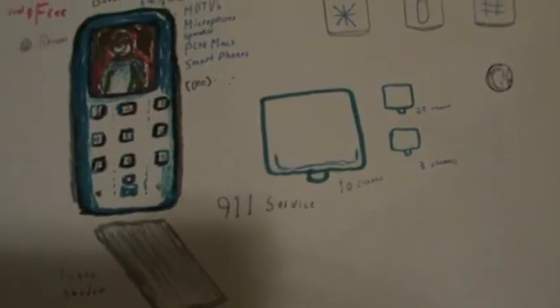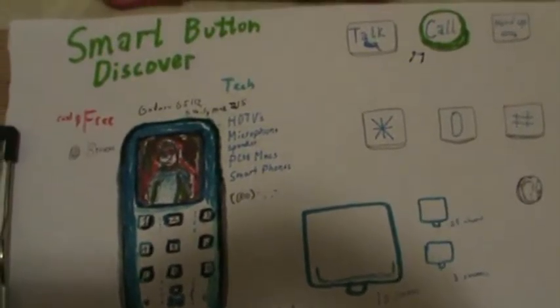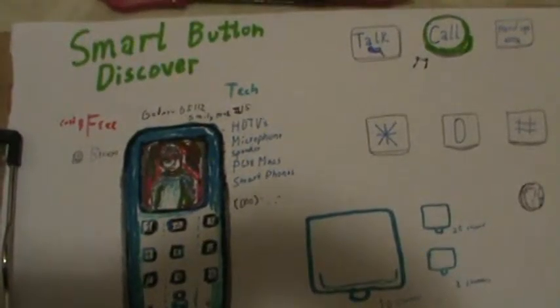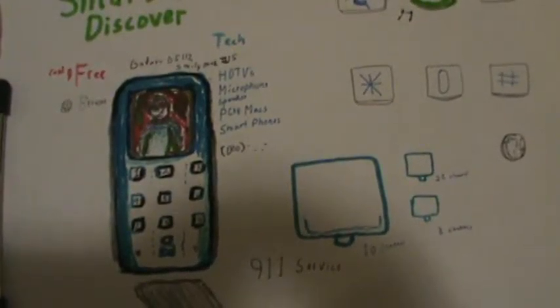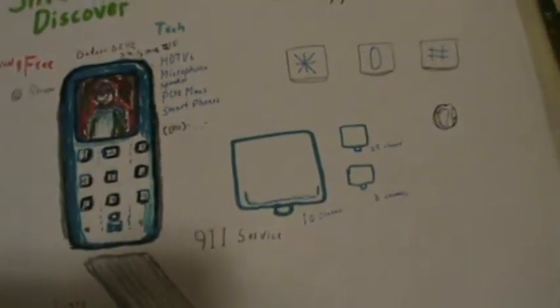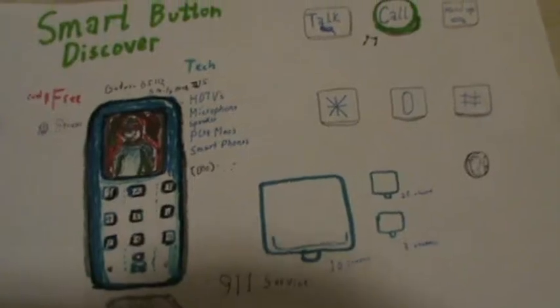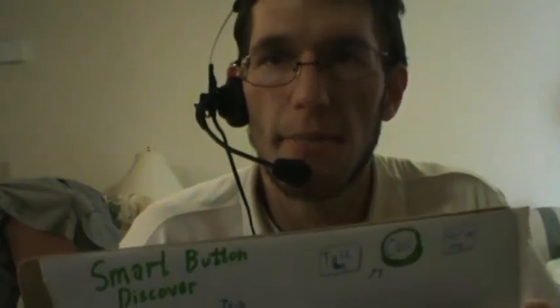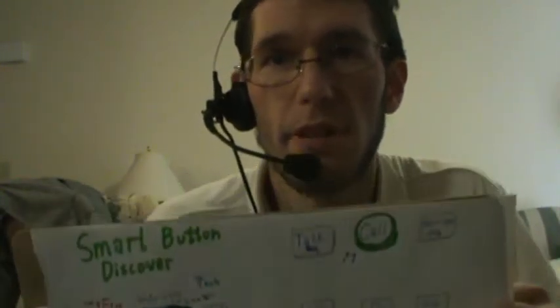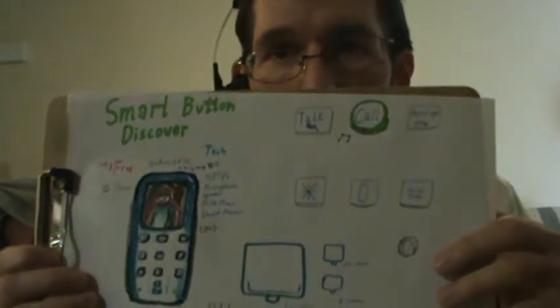Other than that, talking about the smartphone and the Smart Button Discover, let's say something that we could discover, like a color activity. Basically, right here with phones, you have the headset, the microphone, and the audio.